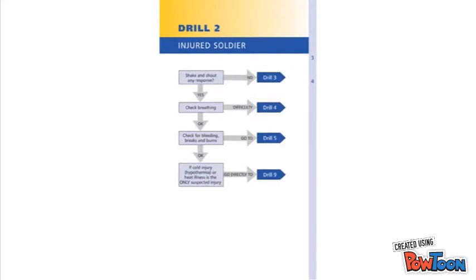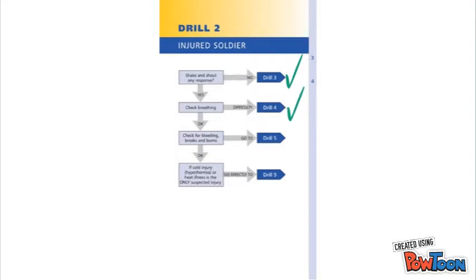During drill 2, you're going to assess catastrophic bleeding, airway, breathing, and circulation. In short, CABC. If there is a catastrophic bleeding on a limb, such as an arm, you must apply the Combat Application Tourniquet, or CAT. On other body parts and limbs, you use field dressings and apply hard pressure.